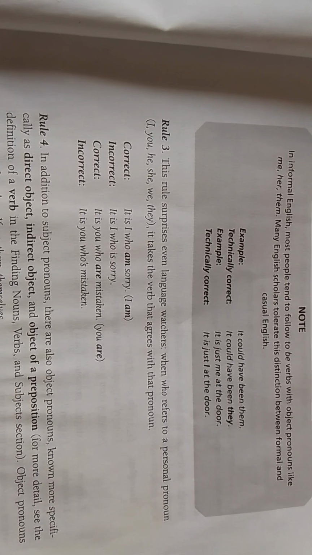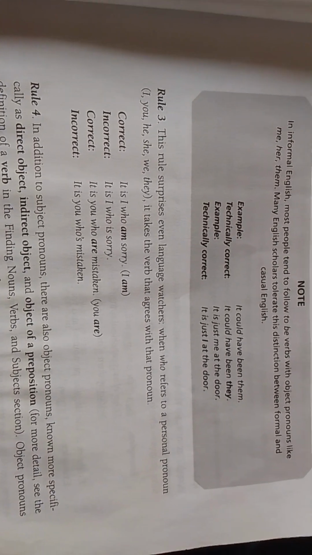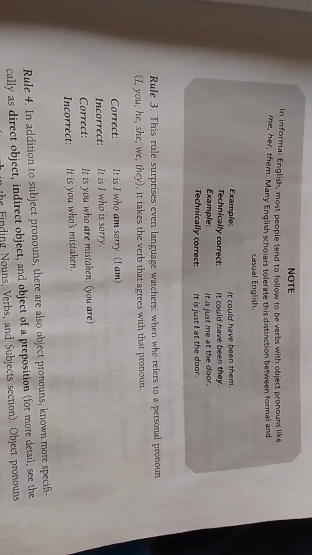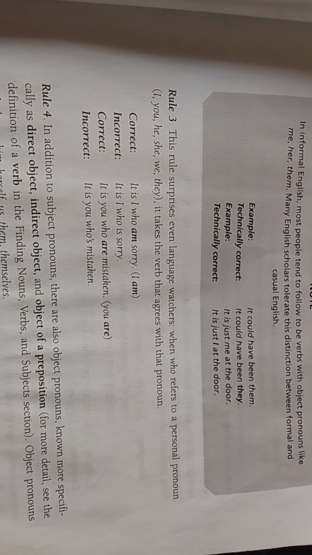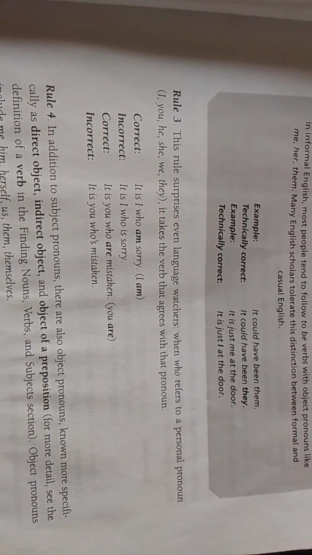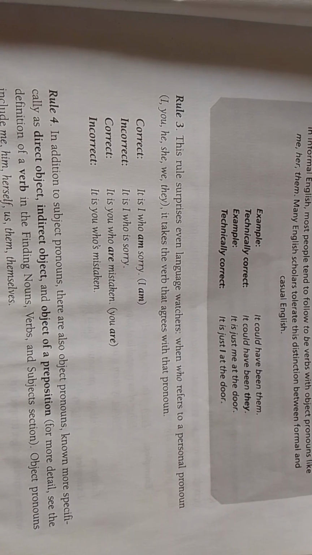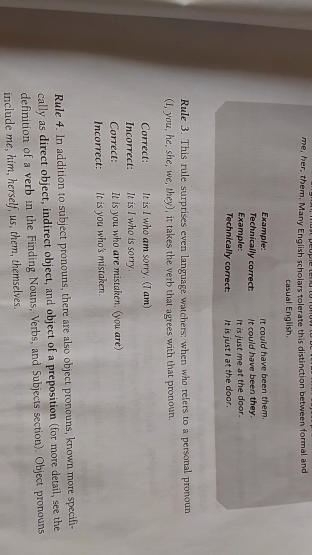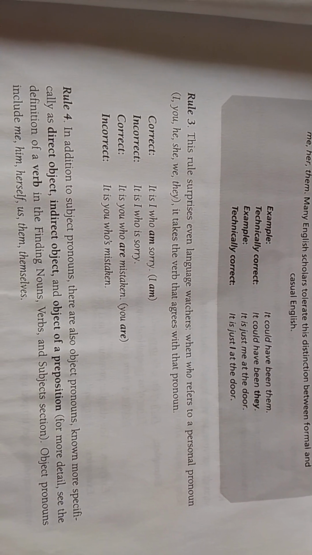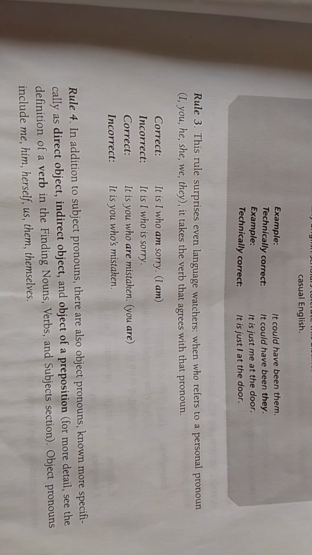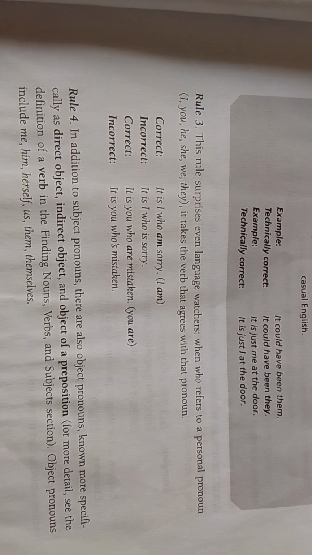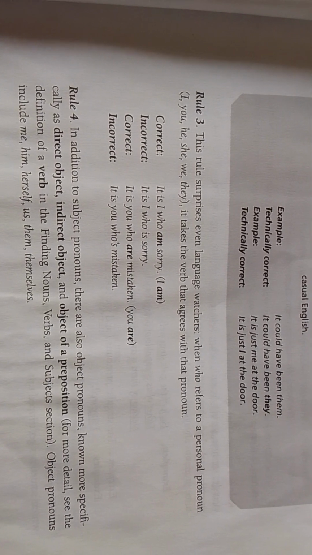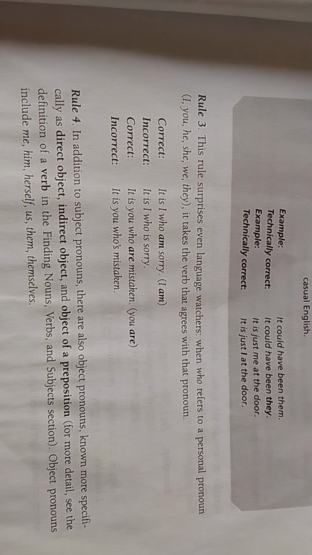Rule number 3. This rule surprises even language watchers. When who refers to a personal pronoun I, you, he, she, we, they, it takes the verb that agrees with that pronoun. "It is I who am sorry." Here the rule says that when who refers to a personal pronoun, it takes the verb that agrees with that pronoun. "It is you who are mistaken." So here the personal pronoun is you, then the verb will agree with that: are.